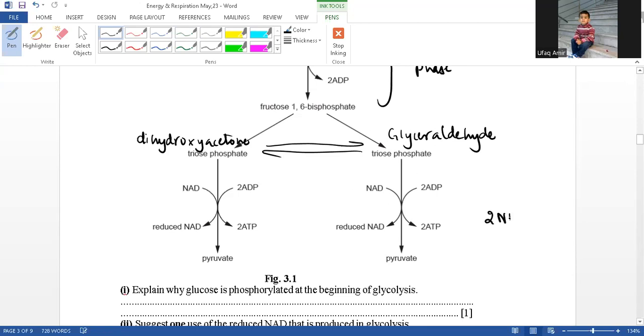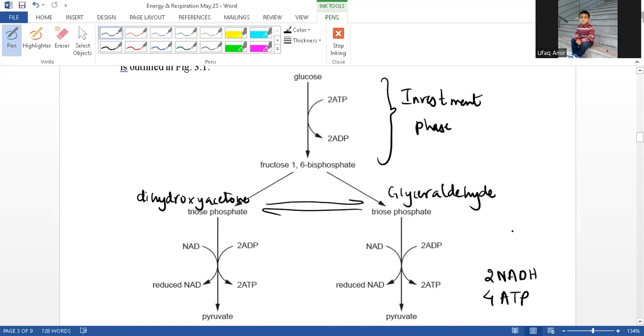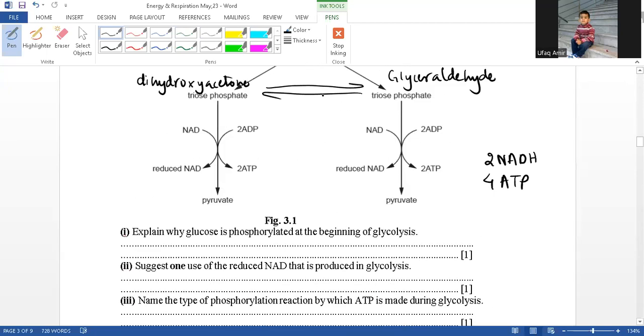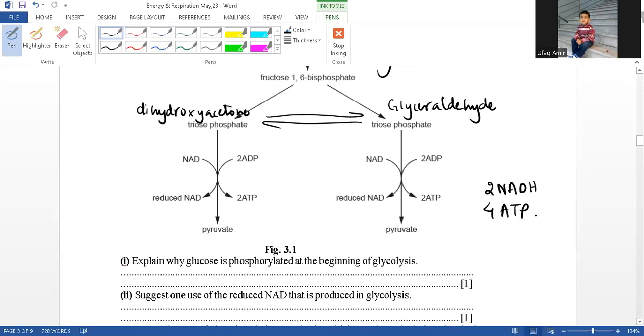you know that a total of 2 NADH are produced and a total of 4 ATP are produced, and when we subtract the 2 ATPs used in the first phase of glycolysis, we get 2 ATPs in our hand. So these are the products of glycolysis: 2 NADH, 2 ATP and 2 pyruvate.